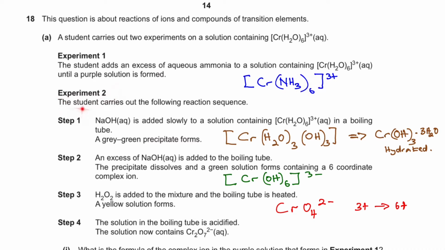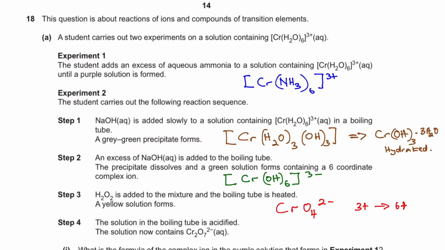Experiment 2. The student carries out the following reaction sequence. Step 1. Ammonia is added slowly to a solution of chromium 3 plus with water as a ligand in a boiling tube. A gray-green precipitate is formed.